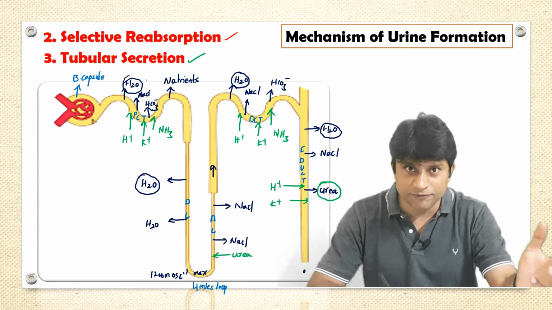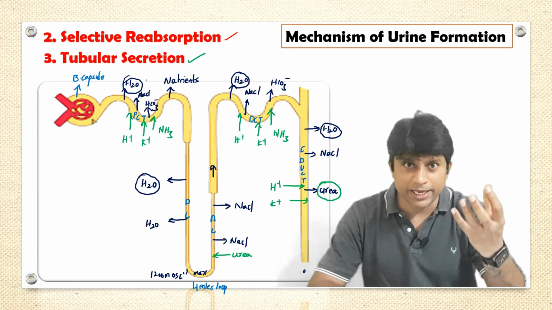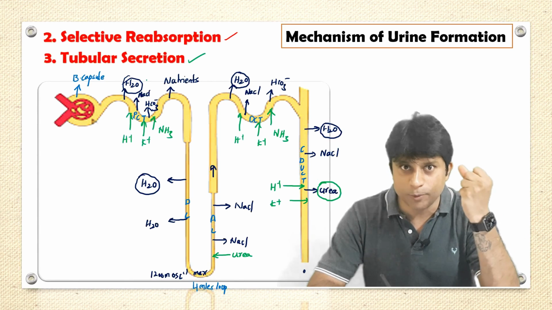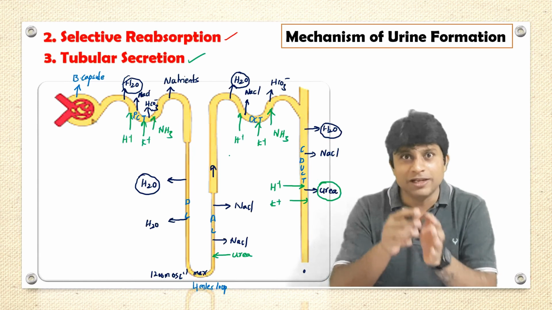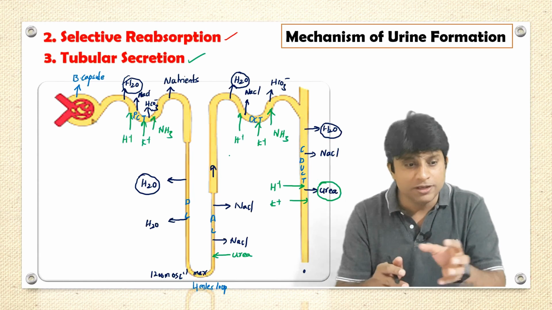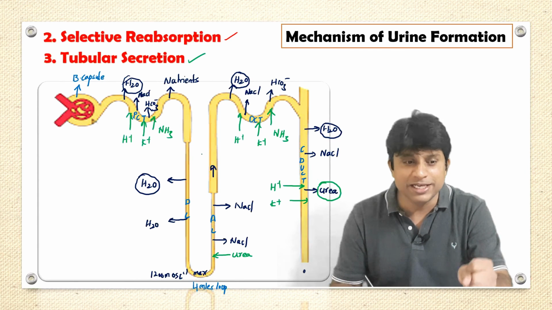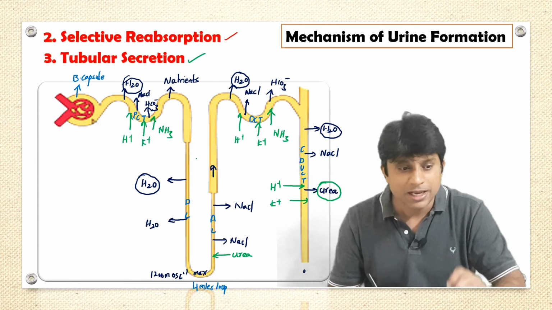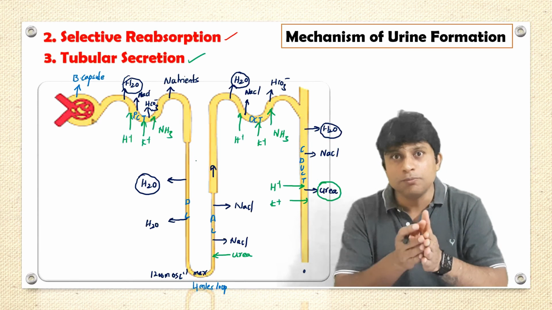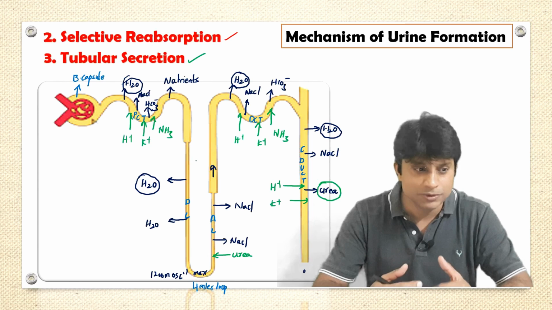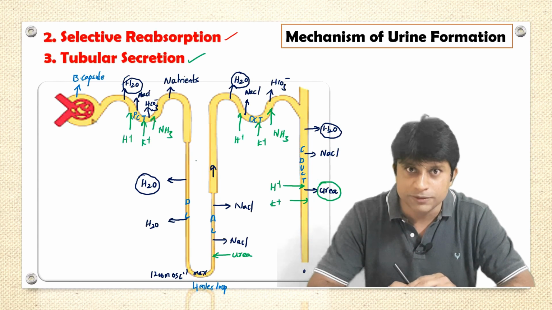So first the glomerular filtration, where the glomerular filtrate is formed in the lumen of the Bowman's capsule. When that glomerular filtrate keeps moving all along the length of the tubular part of the nephron, reabsorption of all these important substances occurs and secretion of H+, K+ and ammonia occurs. This is to maintain the ionic balance. So this is how urine formation occurs.